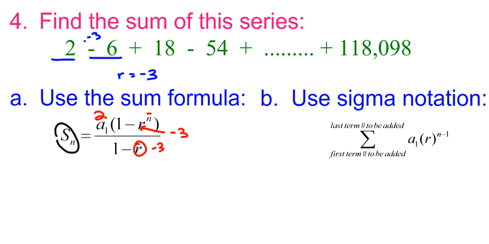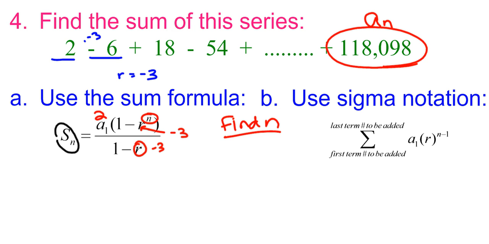Do I know N? I have no idea what N is, right? I know that this is the value of that term. So this is A_N right here, not S_N. It's not the sum of them, it's A_N. But I don't know what N is. So now I need to find N. N is something I need to find in order to do this problem.